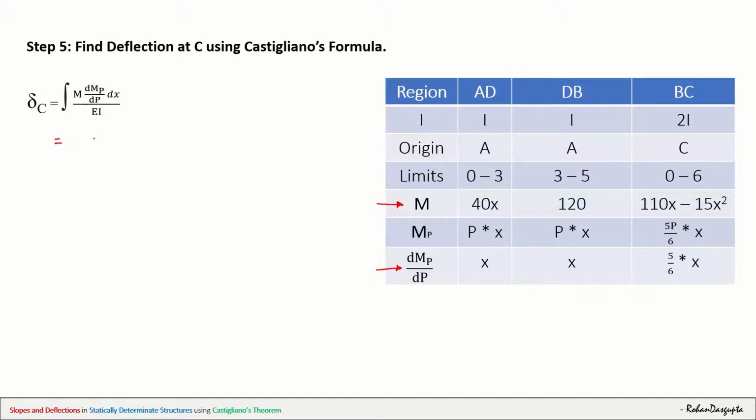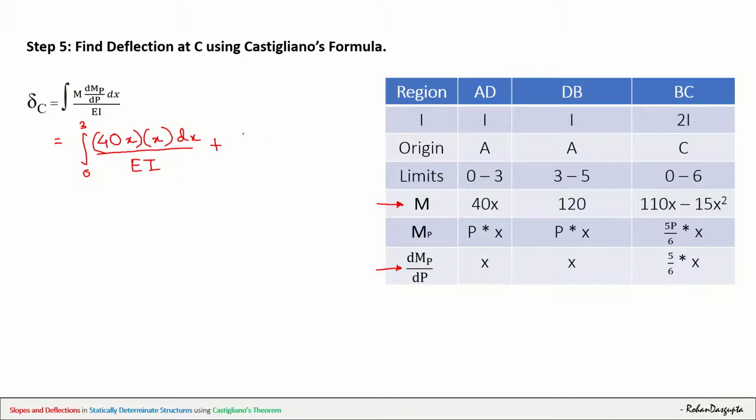So E is equal to the integration for the part AD, the limits being 0 to 3. The value of M is 40x. Can you see here? The value of M is 40x and the value of dm by dp is x. So it will be 40x multiplied by x dx, and the value of I is I only, so divided by EI. Simple.